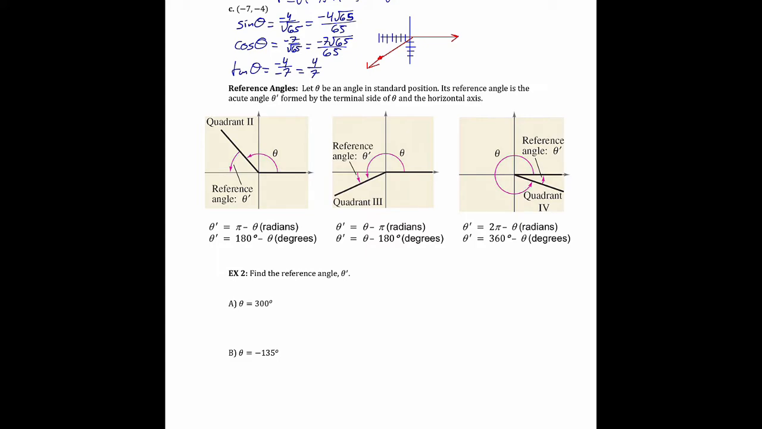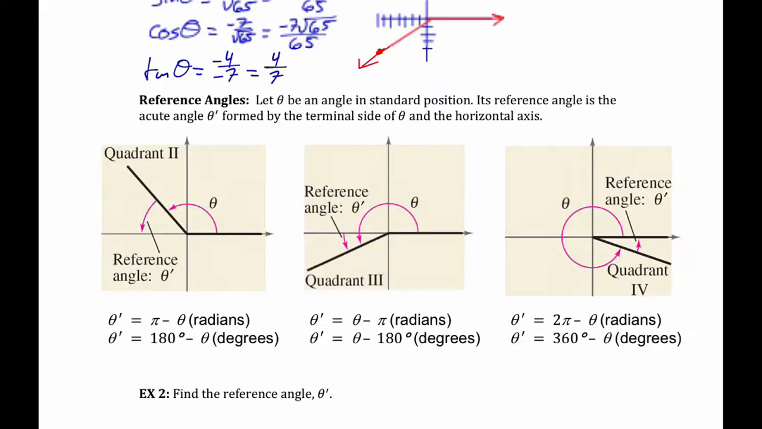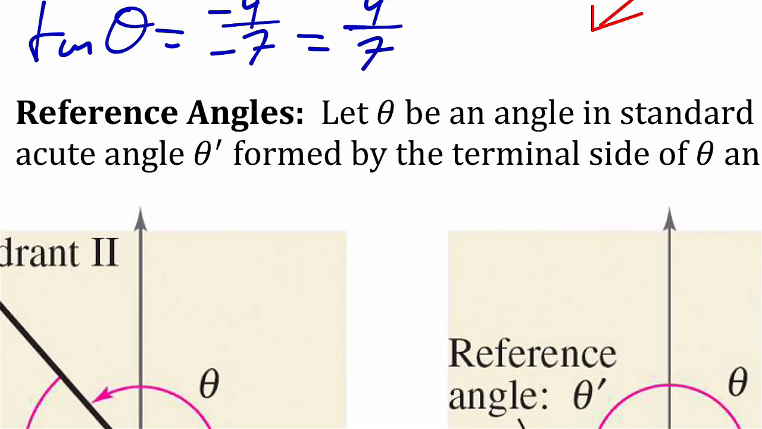Last little bit for this section is reference angles. A reference angle is an angle to make things a little bit easier, or to relate it to other things that are a little easier. So let theta be an angle in standard position. Its reference angle is the acute angle. We're going to call it theta prime, like an apostrophe, so we'll say it's theta prime.